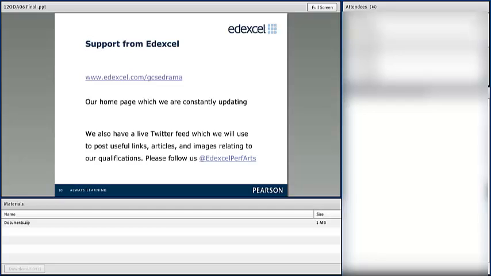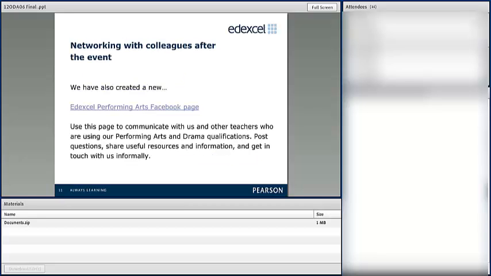Okay, I showed you the homepage earlier, so you know that's where you can find all the resources that you need. They are constantly being updated, so you do have to spend a little bit of time checking there. I'd love to spend my spare time browsing the Edexcel website rather than anything else I could be browsing at the moment. I'm sure you're exactly the same.